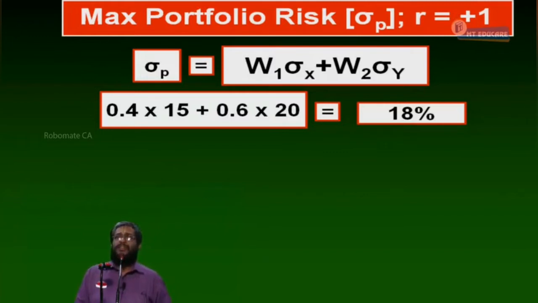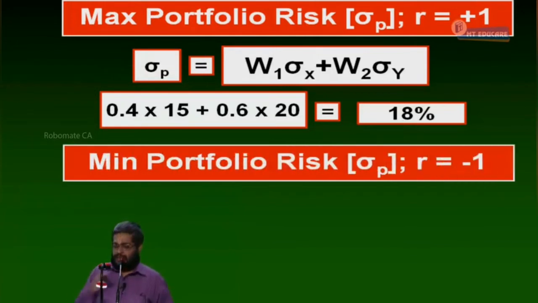Next. Step 2 or step 3? Step 3. Minimum portfolio risk. Minimum portfolio risk occurs when correlation is -1.